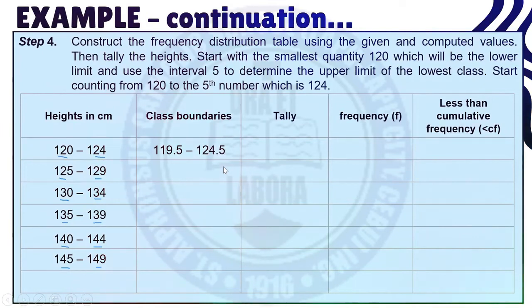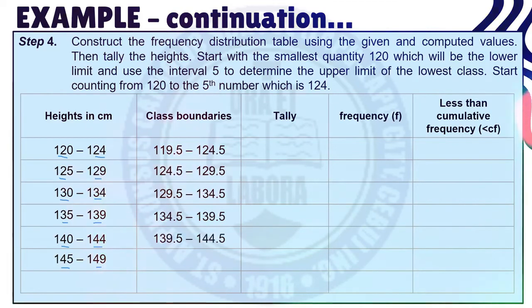Then for the next class boundary, we will be using 125 minus 0.5. Then for our upper boundary, 129 plus 0.5. Then the rest will follow. So we have 129.5 to 134.5, 134.5 to 139.5, 139.5 to 144.5, 144.5 to 149.5.